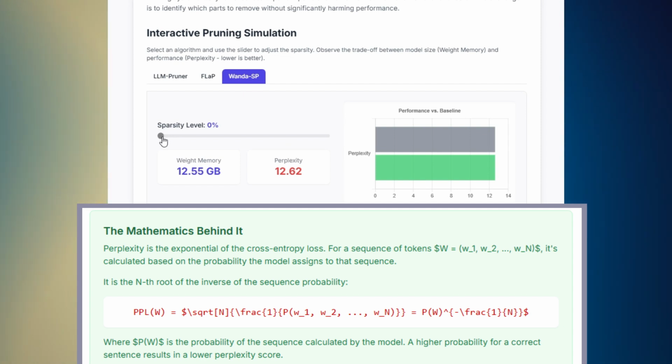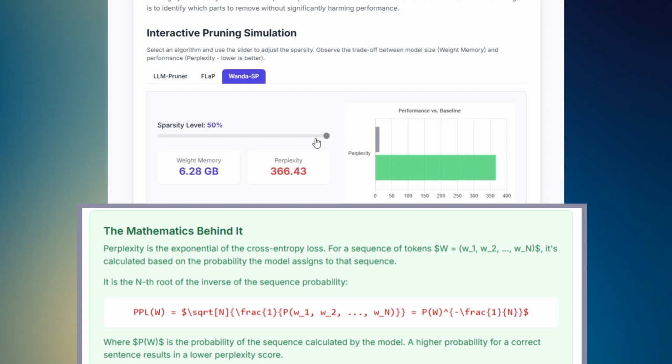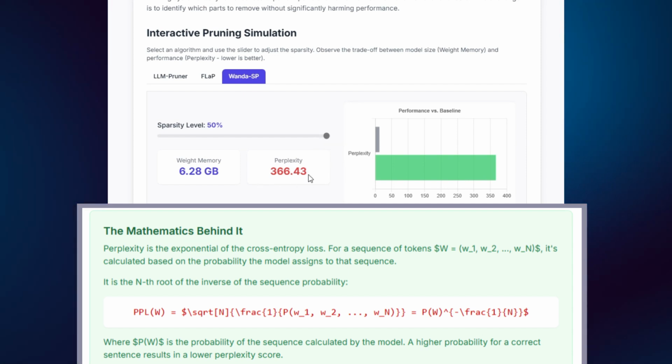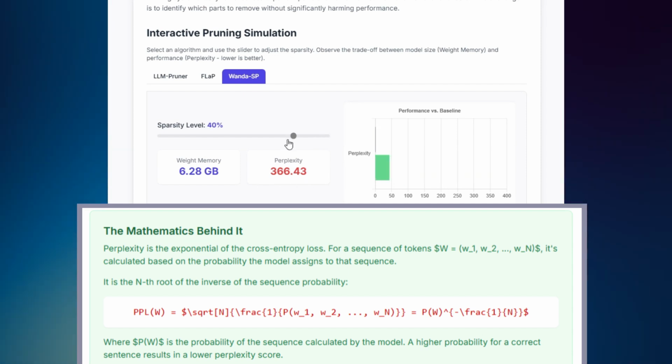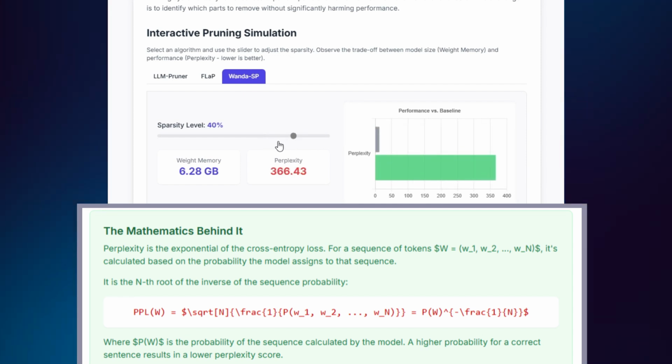Perplexity is a primary metric for evaluating language models. In simple terms, it measures how surprised or confused a model is by a sequence of text. A lower perplexity score indicates that the model was better at predicting the sample text.